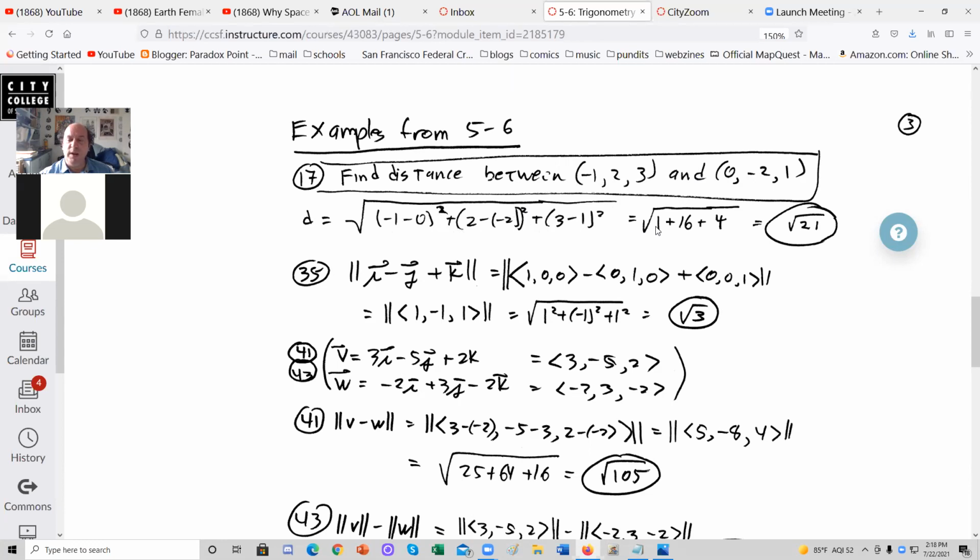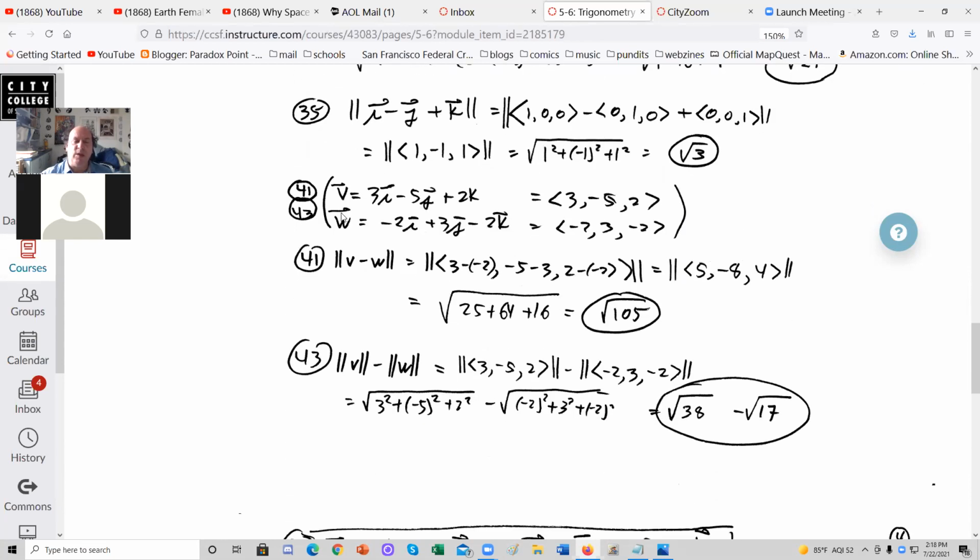Squared is 1. 2 minus negative 2 is a 4. Squared is 16. 3 minus 1 is 2. Squared is 4. Root of 1 plus 16 plus 4 is square root of 21. 35 asks for the length of i minus j plus k, which works out to the length of 1 by negative 1 by 1. So that's the square root of 1 squared plus negative 1 squared plus 1 squared, which works out to the square root of 3.